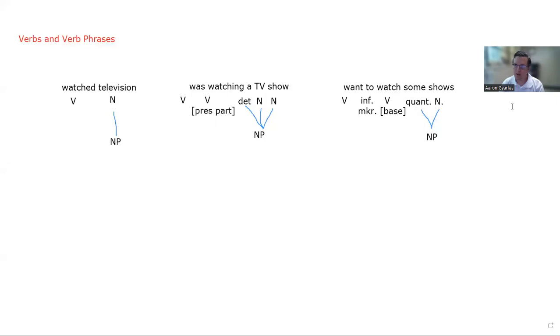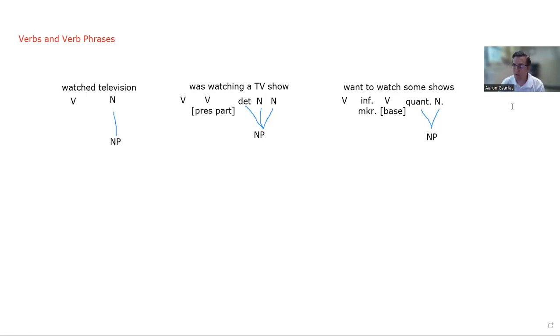Okay, so now we've got our nouns into noun phrases. The first example, television, is a noun all by itself. So it'll make a noun phrase all alone. In the next one, we've got two nouns and a determiner. So all three of those will go together into our noun phrase. And the last one, that quantifier or determiner, goes with the noun for a noun phrase. And then we've got all of our verbs.